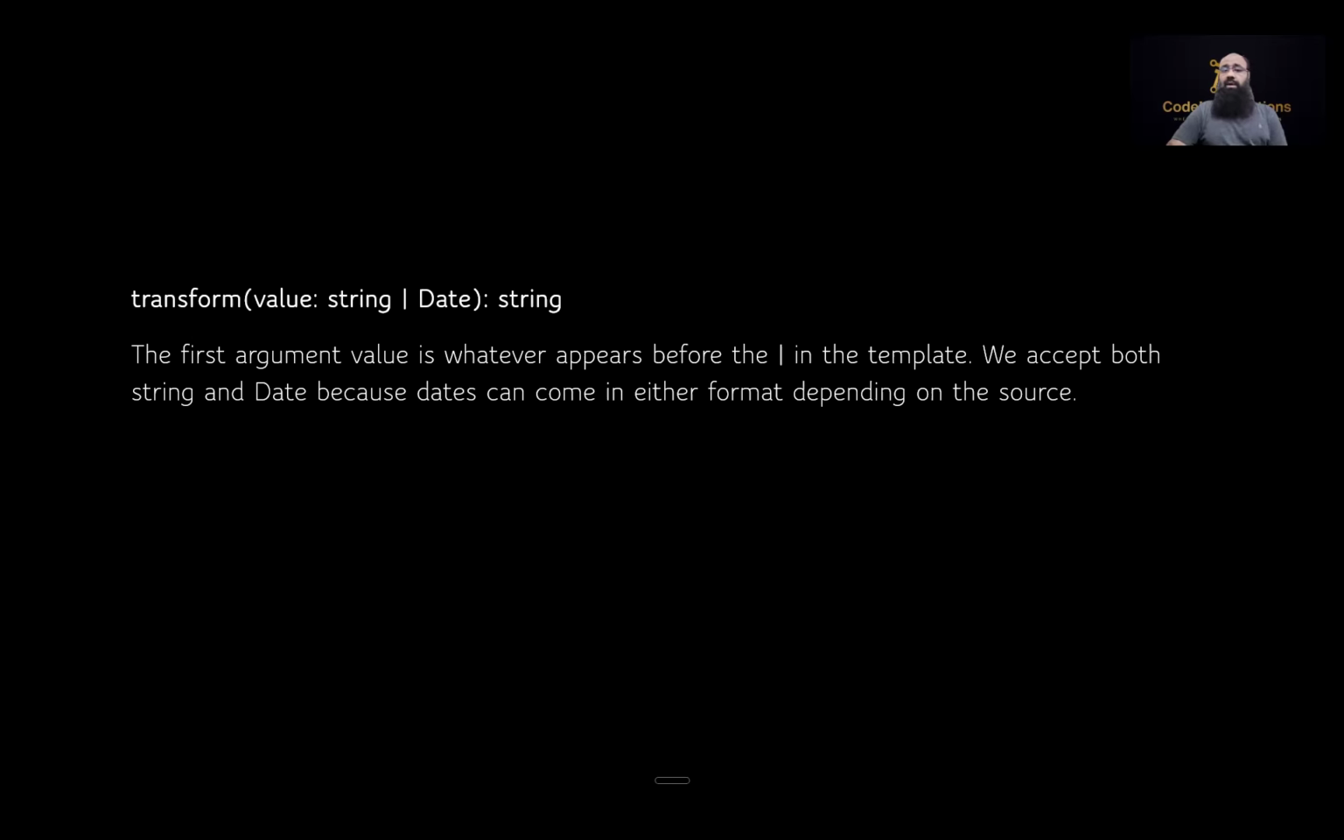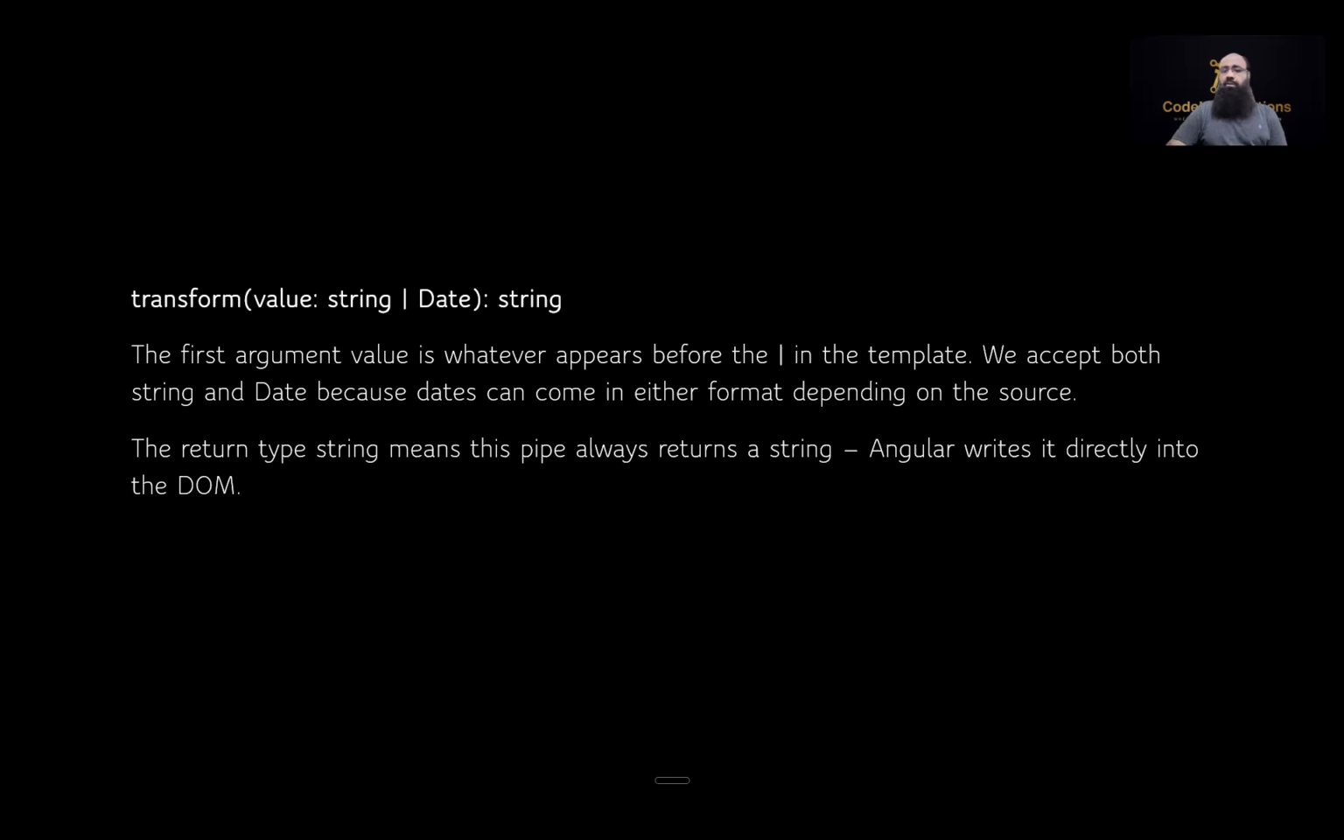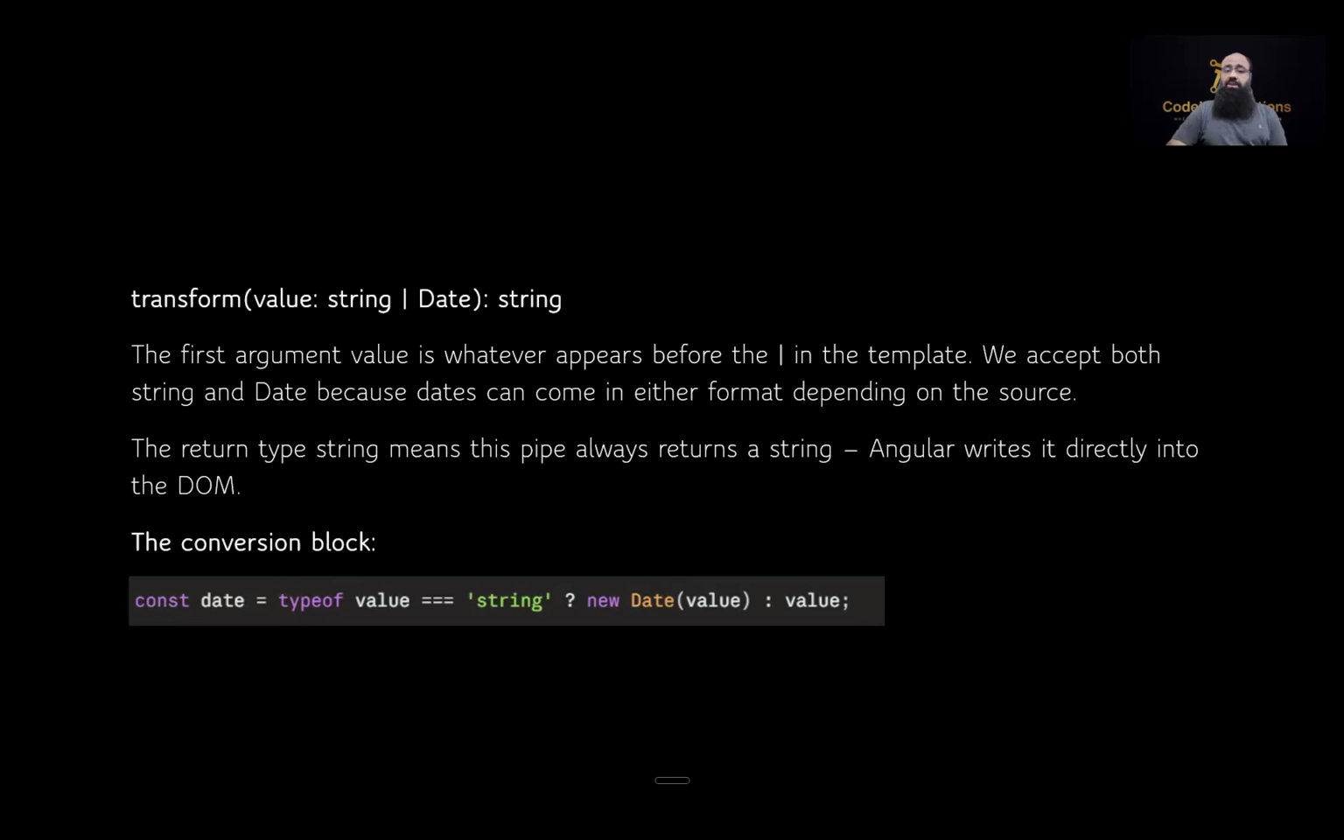So for this value, string and date are both being accepted because it can come in either format depending on the source. And what the return type is going to be? The pipe is always going to return a string. So you can see post colon, there is a string. Angular always writes directly into the DOM using this string. So how does this conversion block work?